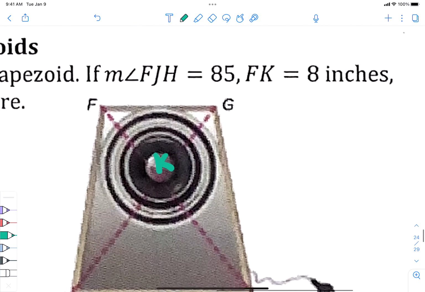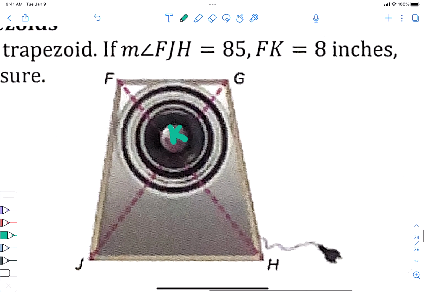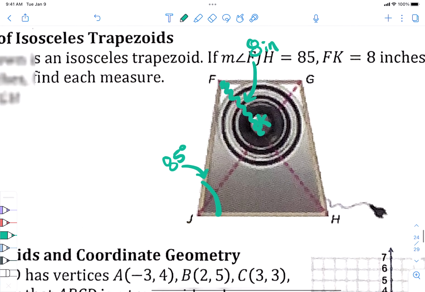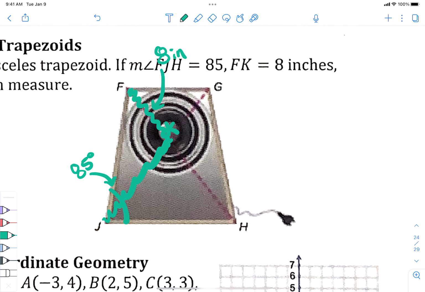Let's fill some stuff in. FJH is this bottom angle right here, and he is 85 degrees. FK, which is just this little bit right here, is 8 inches. And J to G, which is this whole length right here, is 19 inches. Okay. Now, before we answer the questions, let's fill some other stuff in.